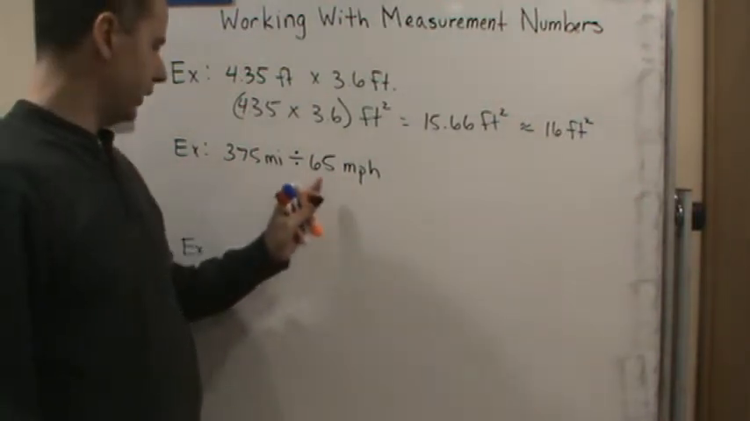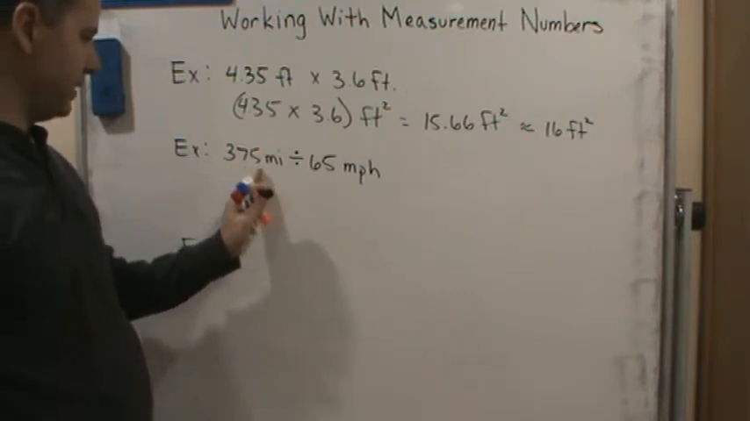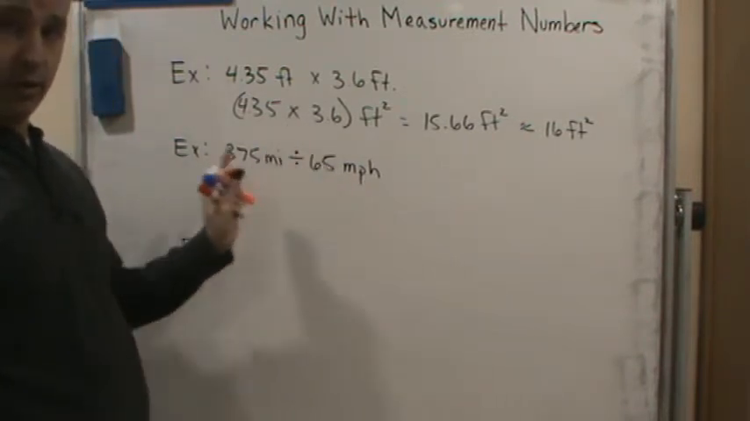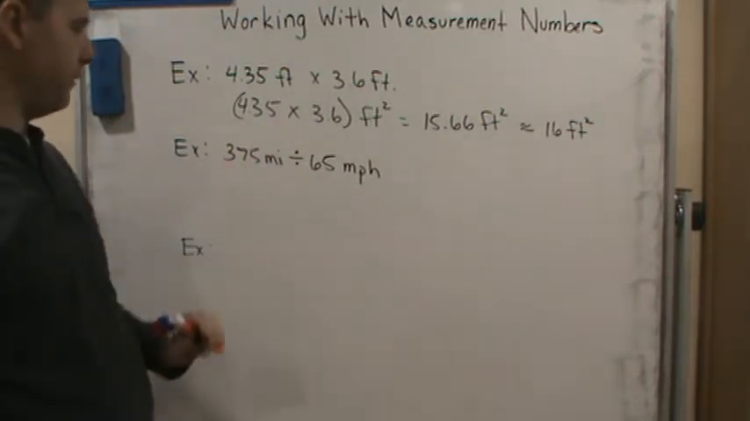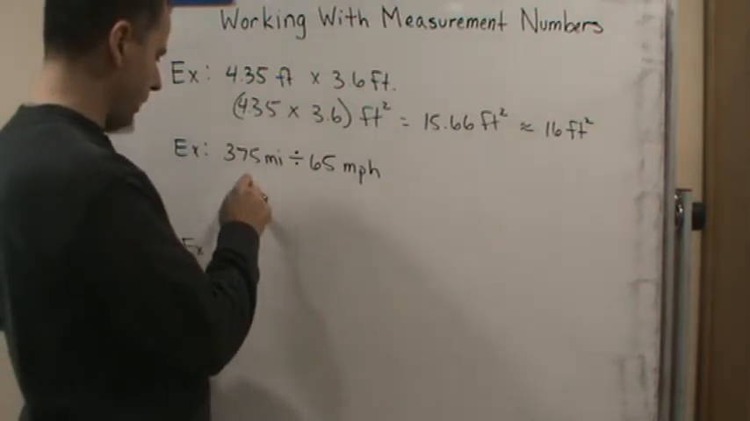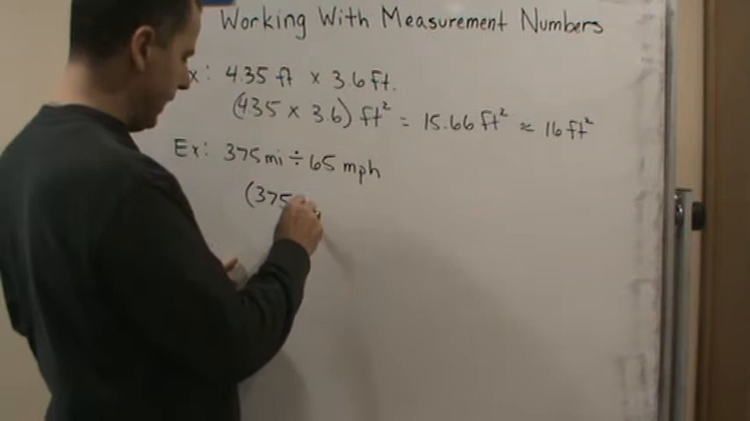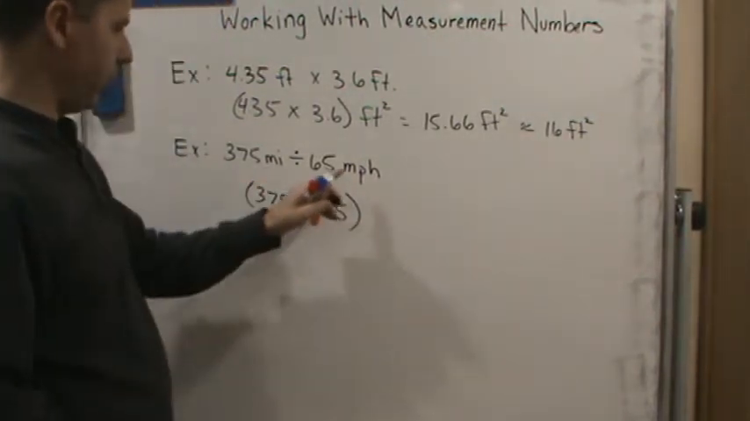Okay? Now, what about this one here? Again, look at the significant digits of each number. This is 3 significant digits, this is 2. So we're going to round this answer, the quotient, to 2 significant digits. We're going to divide first, right? So we do 375 divided by 65.